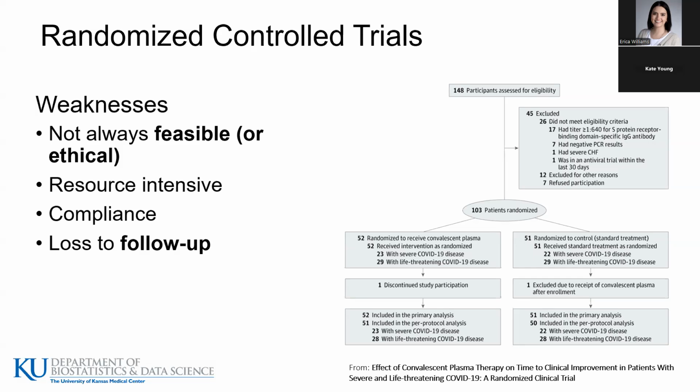Even though randomized controlled trials are the gold standard, there are some weaknesses. One is that it's not always feasible or ethical to conduct randomized controlled trials. They're often very resource intensive. There are often compliance issues. So if you're submitting a study to the IRB, there's often a lot more scrutiny on randomized controlled trials. It takes a lot longer to get those through than any retrospective or observational studies. And loss to follow-up is always going to be an issue with randomized controlled trials.